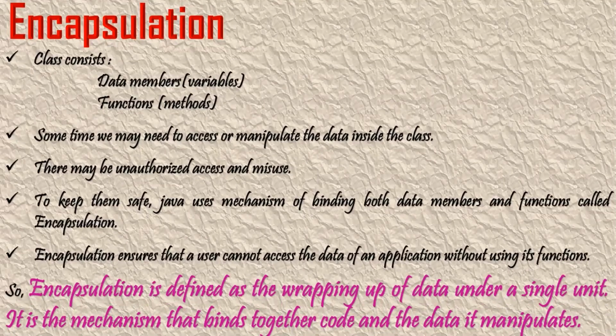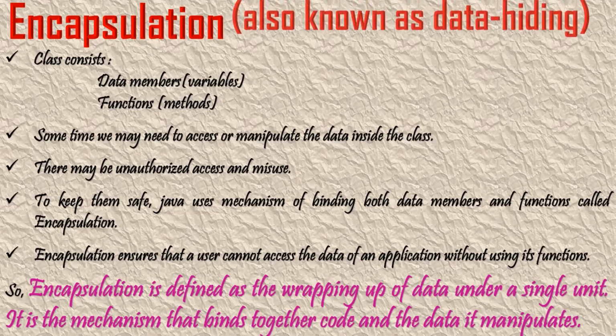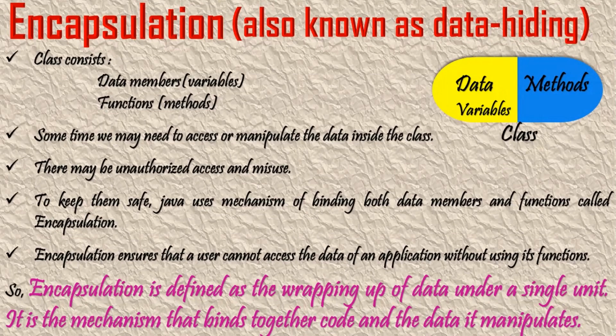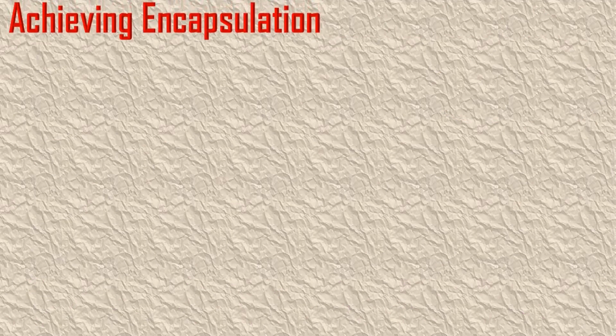So, encapsulation is defined as the wrapping up of data under a single unit. It is the mechanism that binds together code and the data it manipulates. As per the requirement, variables and functions of a class can be made hidden from other classes. Therefore, this is also known as data hiding. To remember encapsulation, we can think of a capsule where data variables and methods are wrapped as a class. Let us know how to achieve encapsulation.